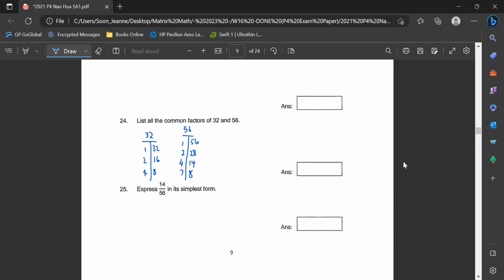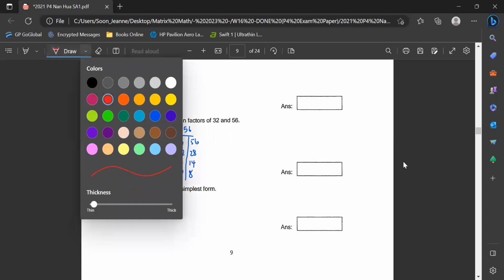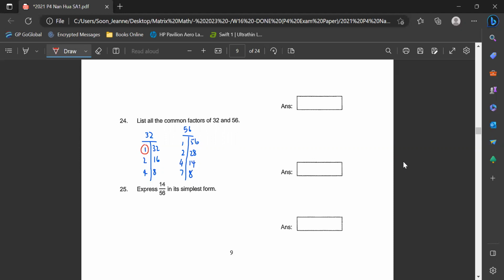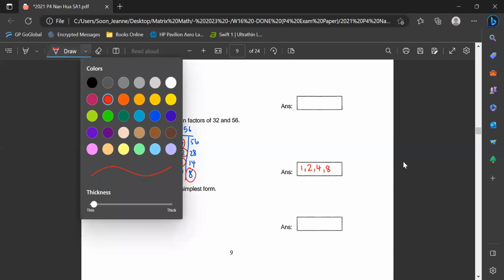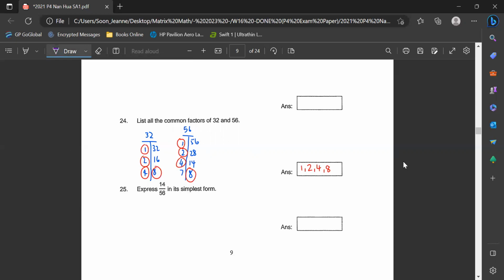If I want to list out all the common factors, that means if you look at these two groups, you can see that there are some factors that are common, meaning they appear on both. So I'm going to circle them, using red color. 1 is a common factor, 2 is also a common factor, 4 is also a common factor, and also 8. So the common factors I write down are 1, 2, 4, and 8.